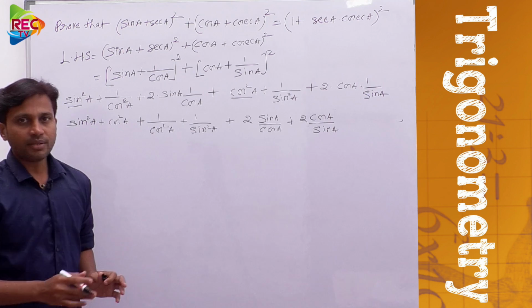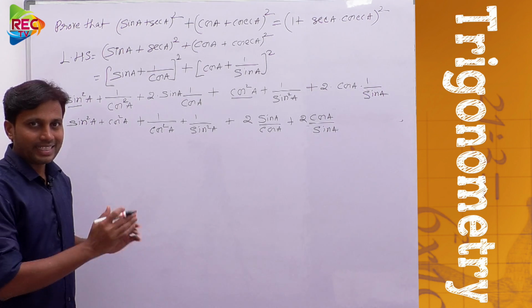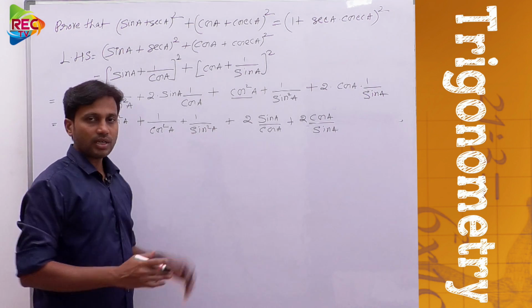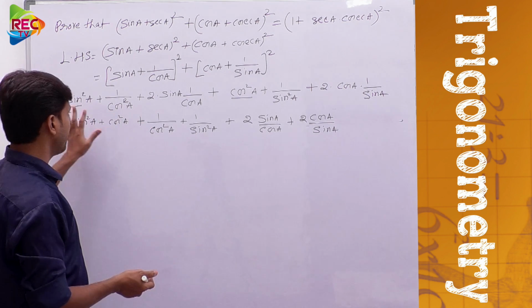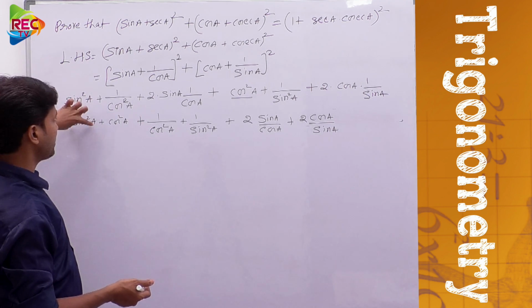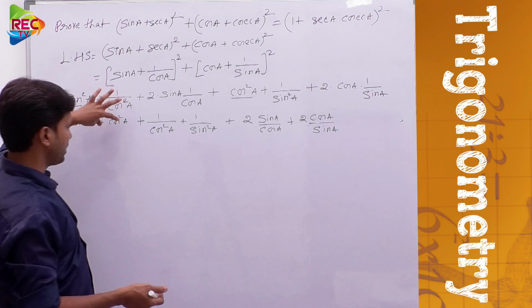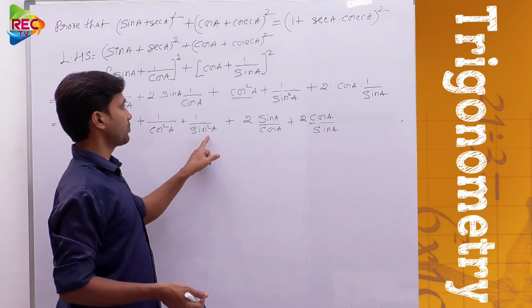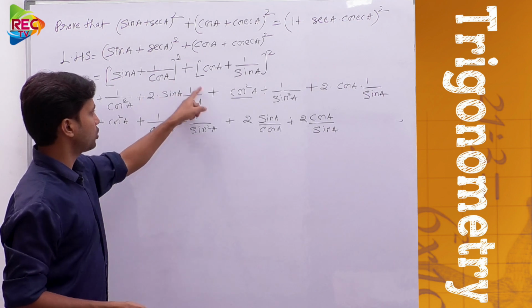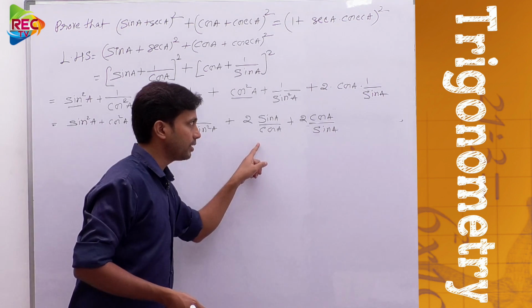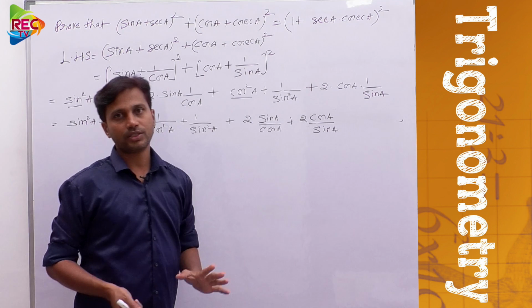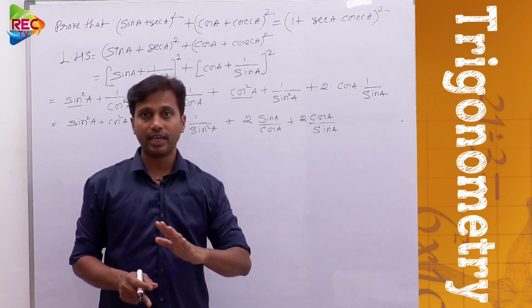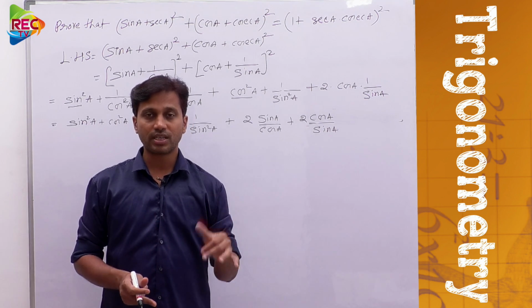So all the terms are covered or not? In this rearrangement pattern, all the terms are covered. You can just check it. This is sin square A, cos square A, which is written here. This is 1 by cos square A, this is 1 by sin square A. And this is 2 sin A by cos A, which is written over here, and finally this term is written over here. So we didn't leave out any terms. All the terms are covered.